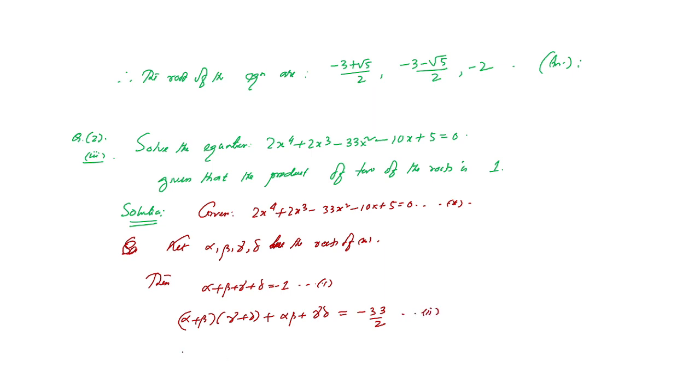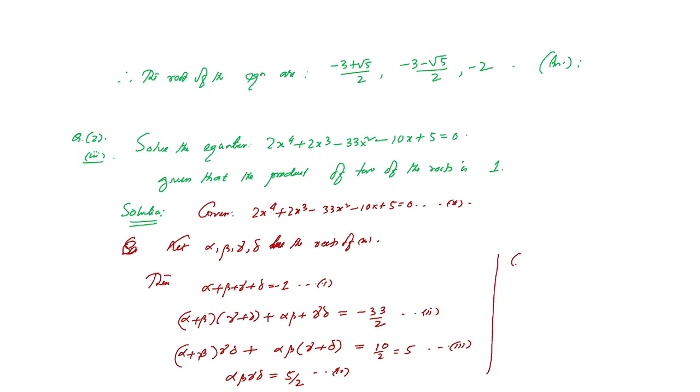Equation number 2. Next, (alpha plus beta) gamma delta plus alpha beta (gamma plus delta) will be minus d by a, so 10 by 2, so it will be 5. So this is number 3. And alpha beta gamma delta is e by a, so that means 5 by 2. So this is equation number 4.